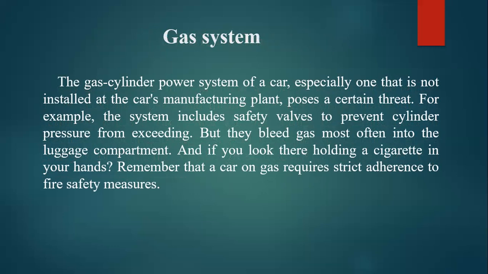Gas system. The gas cylinder power system of a car, especially one that isn't installed at the car's manufacturing plant, poses a certain threat. For example, the system includes safety valves to prevent cylinder pressure from exceeding, but they bleed gas most often into the luggage compartment. And if you look there holding a cigarette in your hands, remember that a car on gas requires strict adherence to fire safety measures.